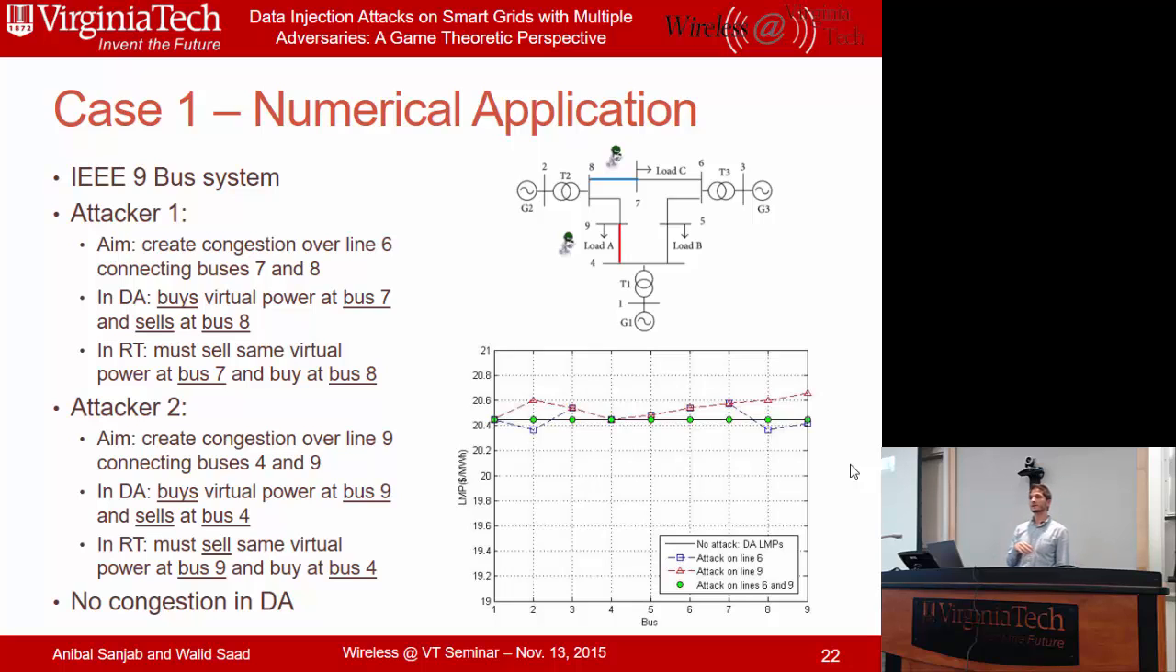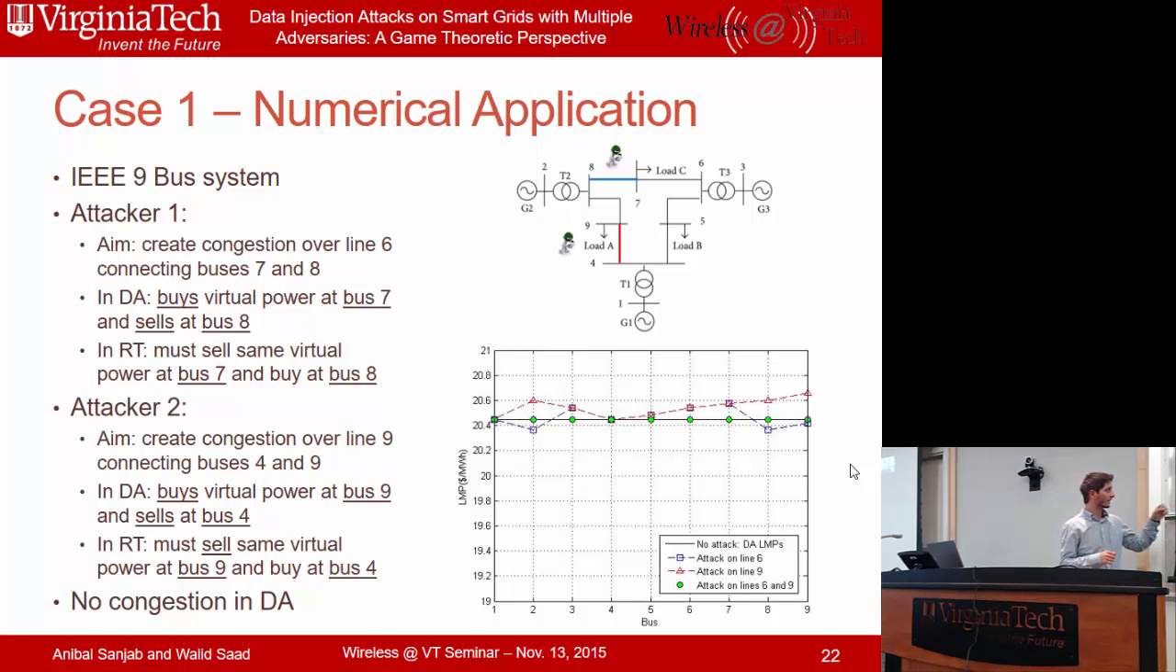However, attacker 1 aims to make it seem as if there was congestion on the line connecting buses 7 and 8 in real time. Whereas attacker 2, in red, aims at making it seem as if there is congestion in real time on the line connecting buses 4 and 9. On the bottom right side of that figure, we can see the effect of attacker 1 in blue on the LMPs, how they differ while this attack is being carried out, and the effect of attacker 2 in red, how it changes the LMPs in that system.